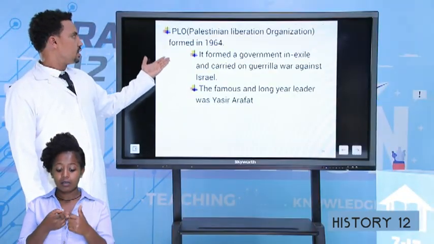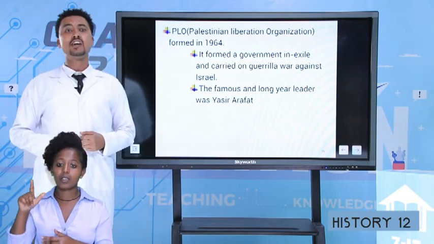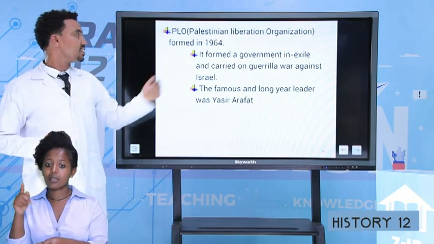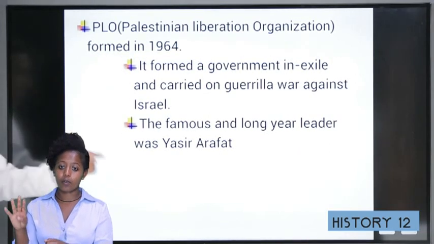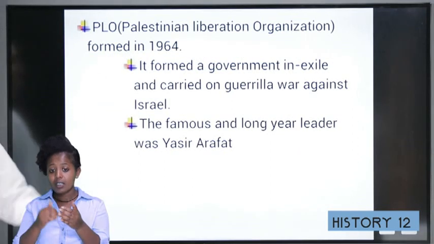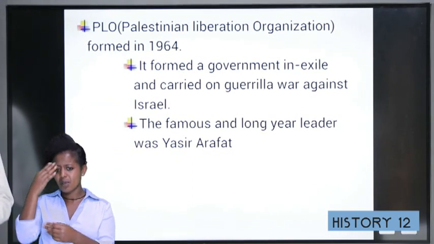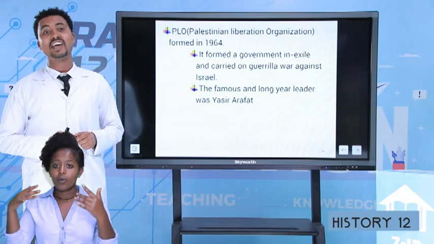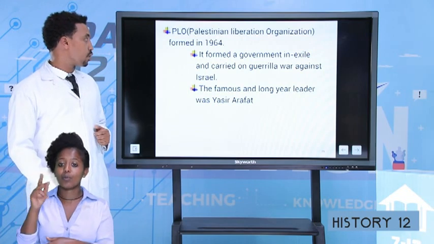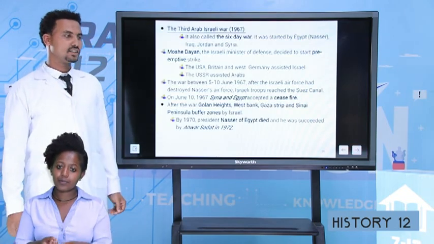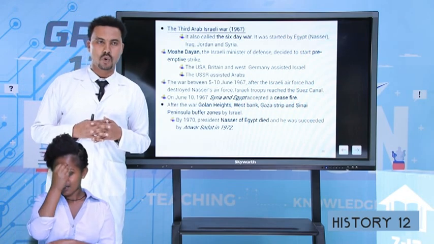Before the third Arab-Israel war, the PLO was formed. PLO means Palestinian Liberation Organization. It was formed in 1964. It formed a government in exile and carried on guerrilla war against the state of Israel. The famous and long-serving leader of this PLO organization was Yasser Arafat. After that, in 1967, the Third Arab-Israel War arose.